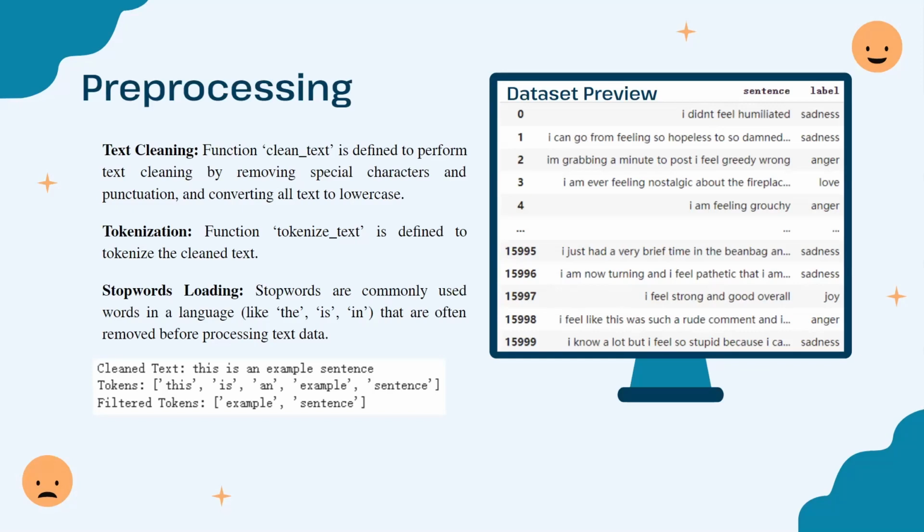Second, for the tokenization, we use another function called tokenize text. It's defined to tokenize the cleaned text. Tokenization is the process of splitting text into individual words or tokens.